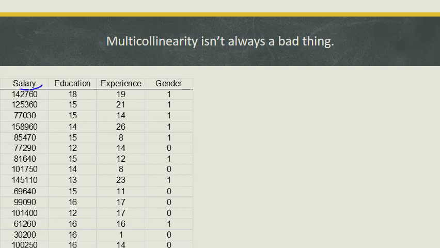So salary is the Y variable, and there are 3 X variables that may have an effect on it: education, experience, and gender. Education and experience are quantitative variables. Both are measured in years. Gender is an indicator variable that equals 0 if the person is female and 1 if the person is male.